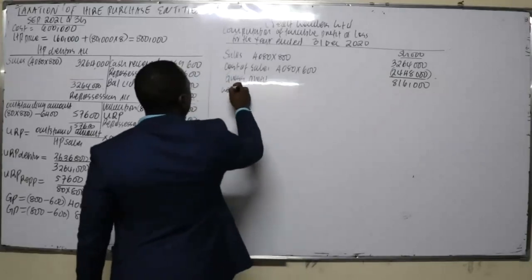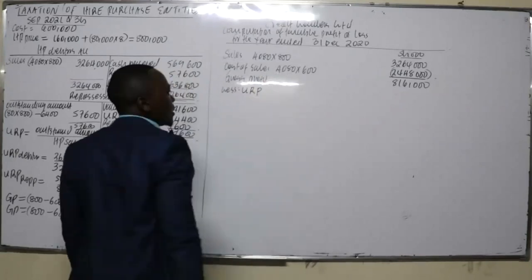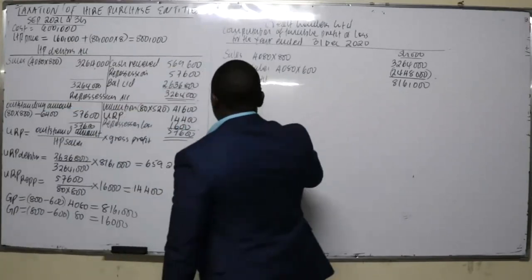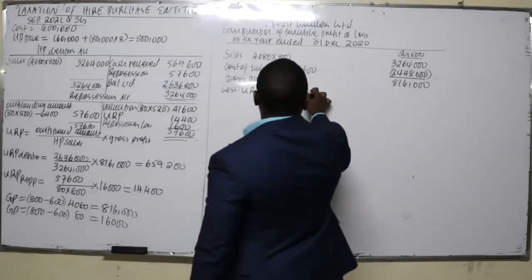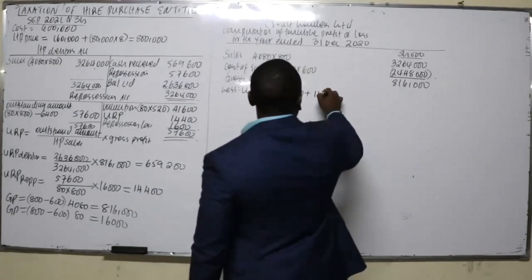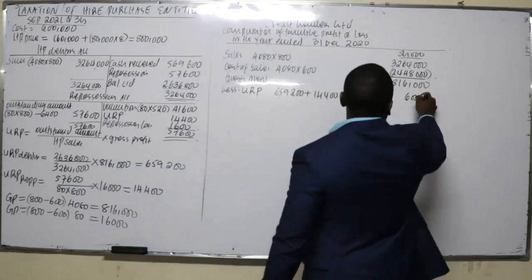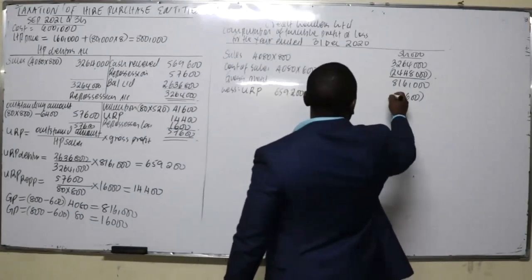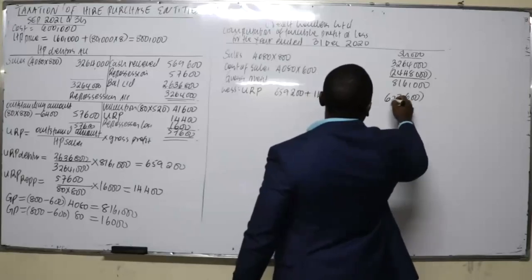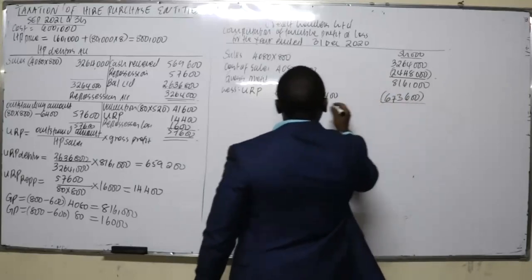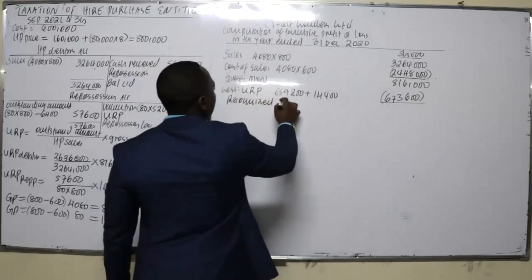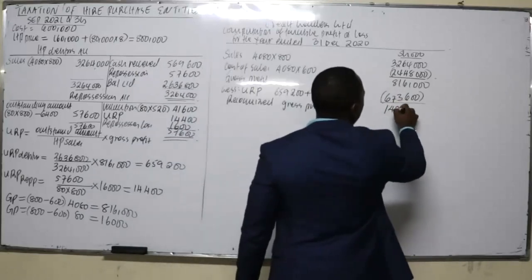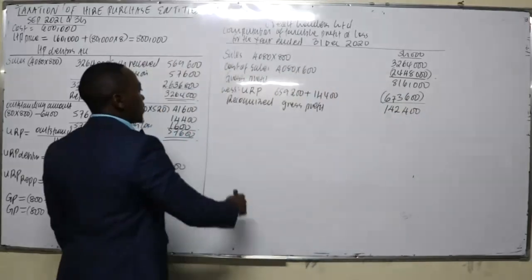Then you raise unrealized profit. Now you see in this gross profit, there is profit which is not yet realized. So you eliminate it; it will not be allowed for tax purposes. For unrealized profit, number one, we had on hire purchase an amount of 659,200. Also, we had on repossession an amount of 14,400. What do you get? Is it 67 or 66? 67? Like that, eh? So how much will be our recognized gross profit? 142,400. Then from there, we can less allowable expenses.